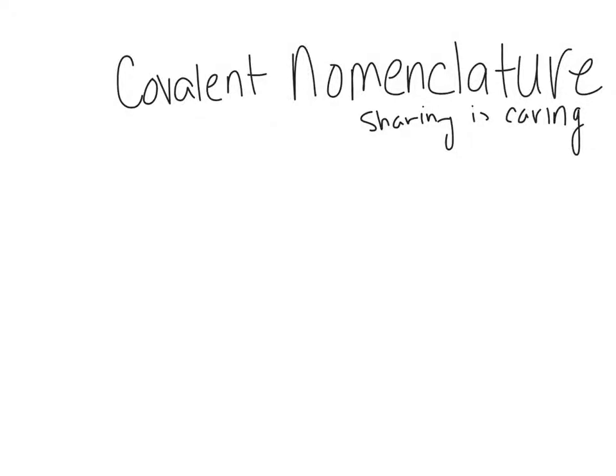Here we go, covalent nomenclature. Covalent bonds, remember, are the sharing of electrons. Sharing is caring. Instead of, like where we learned in ionic bonds, how the endings of the names change, covalent bonds still have the endings of their name changing, but they also have a prefix, and the prefixes are Greek. They're from the Greek prefixes, so they should look familiar to you.